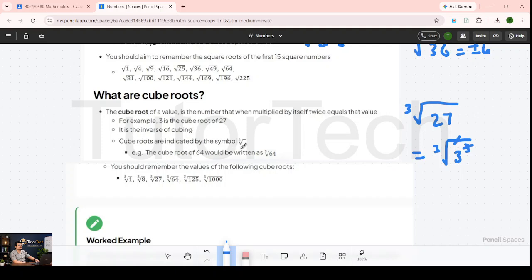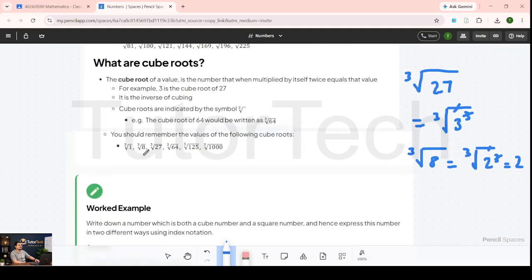Cube roots are indicated by the symbol third root. This could be written like this. Let's say another example. We have the third root of 8. I can write this as the third root of 2 cubed. I can cancel this one with this, so we get the answer, which is 2. So the cube root of 64 would be written as the cube root of 64. So we have some examples here: cube root of 1, cube root of 27, cube root of 64.